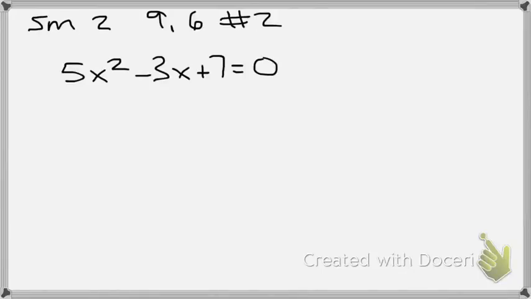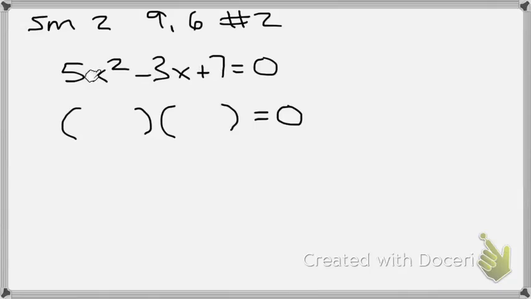All right, so to solve this one, we want to factor it, and then we want to set each factor equal to 0. Normally I just look for factors of 7, or the last number, that add up to the middle number.